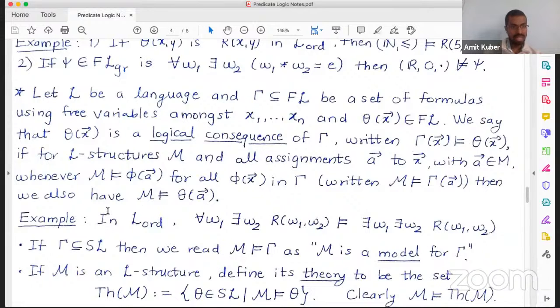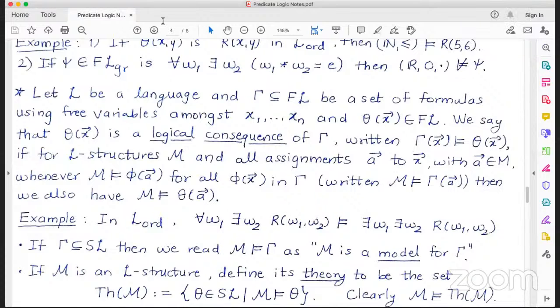Once again, I want to emphasize that in propositional logic, we simply had to worry about all valuations. But here, the problem is slightly more complicated: for all L structures M and for all assignments A bar. Because you cannot define the truth of a formula in a structure without specifying the tuple at which you are evaluating the variables. Any questions about this? This is a very important notion.